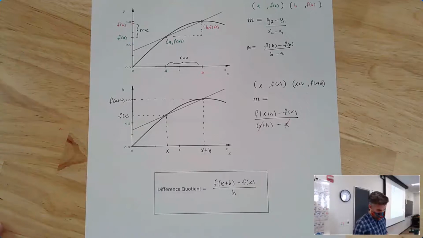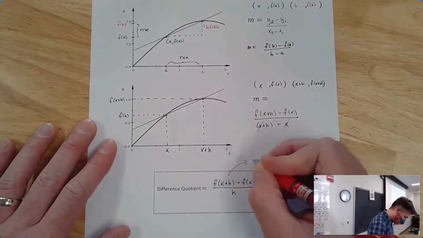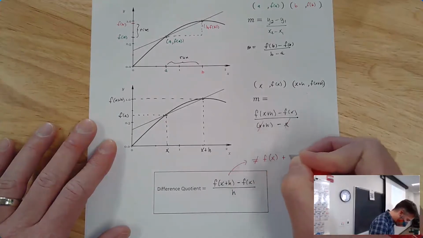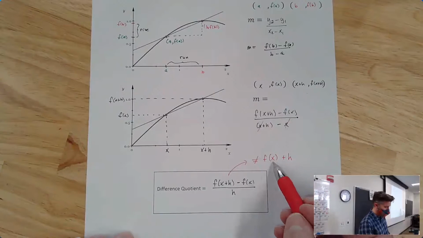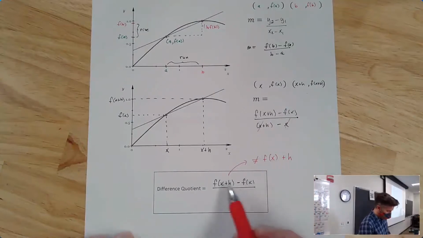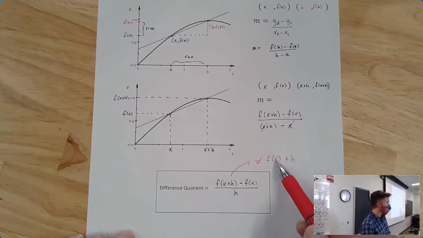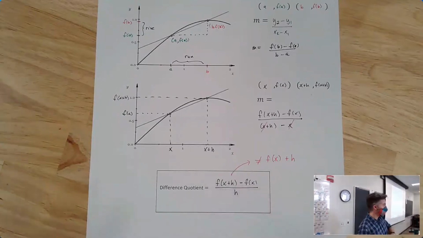And I want to be super extra clear. f of X plus H is not f of X, plus H. Those are two wildly different things. f of X, plus H would take your function and shift it up by H. f of X plus H would take your function and shift it left by H. So those are very different. This one's really easy to calculate. You just take your function and you tack on an H at the end. This one's harder to calculate. You have to take your function and substitute in X plus H for every X.